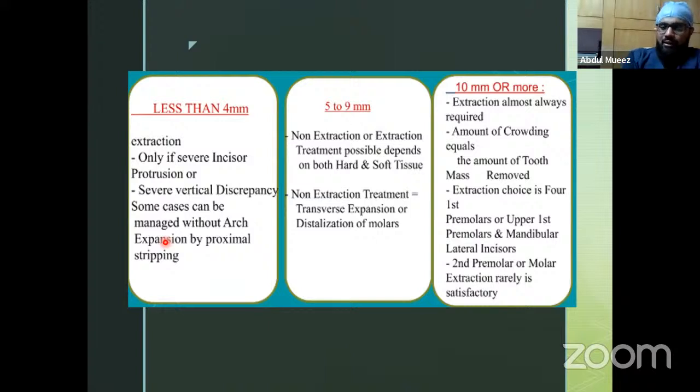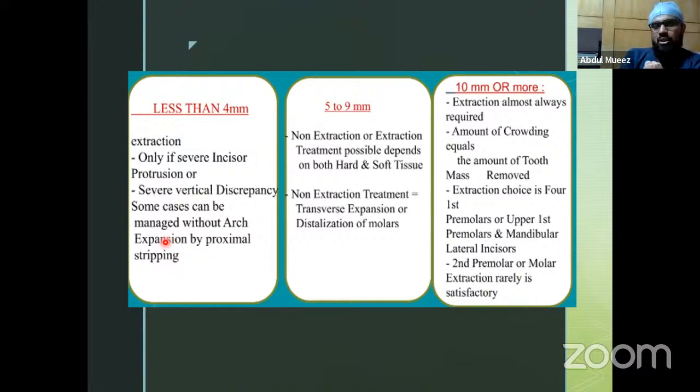Even though we usually go through the book by Proffit, Williams and Proffit, even he suggests the same thing. If the space requirement is 5 to 9 mm, we can attempt a non-extraction or an extraction depending on the soft tissue or hard tissue. So in conclusion, to say the word extraction, clinical assessment is a must. You need to see the patient.